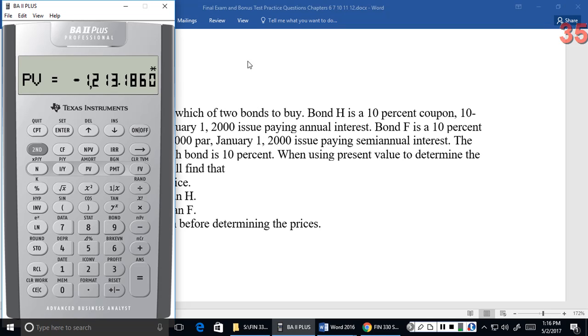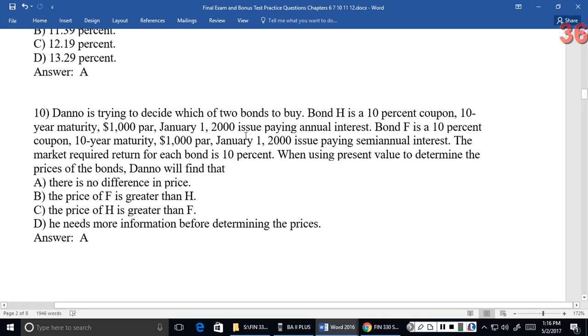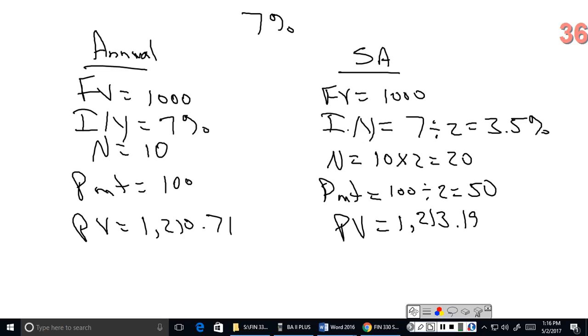If you're looking at something like this, you may not see this on the test, but if you do, these two bonds with annual interest versus semi-annual interest are going to be pretty close. If you come up with something like a $300 difference in the price, you're doing something wrong. There's going to be a $2, $3, $4, $5 difference in the price. That's the only difference between annual and semi-annual interest. So you divide the interest rate by 2, the I/Y, and you divide the payment by 2.